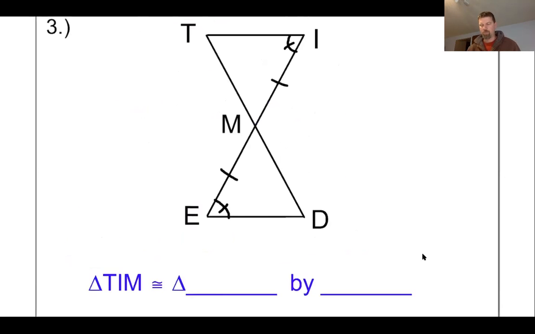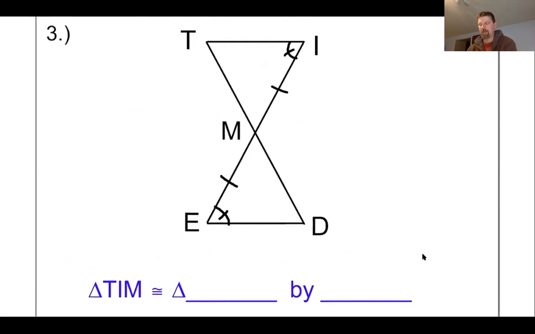All right, we have another one here. I think this one was on yesterday's as well. Notice we've got some angles, we've got a side, and we know these angles are congruent because they're vertical angles, which means I've got angle, side, angle, which does work. These triangles are congruent by angle, side, angle.